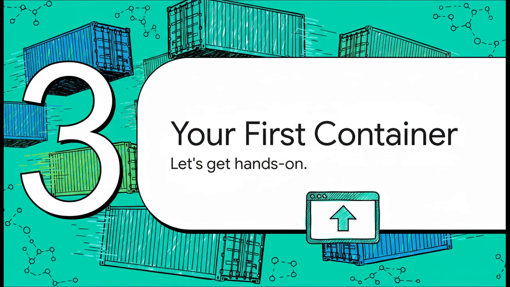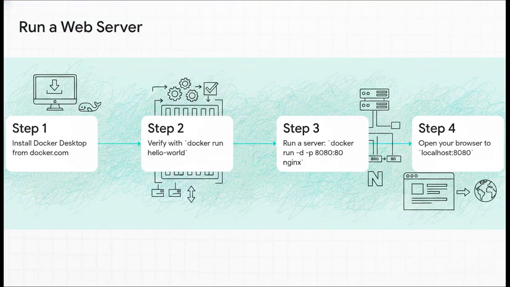Okay, that's enough theory. The absolute best way to really get the power of Docker is to just use it. So let's go. We're going to run our very first container right now. First things first, you'll need to go to docker.com and install Docker Desktop. Once that's all set up and running, pop open your terminal or command line. Let's do a quick test.